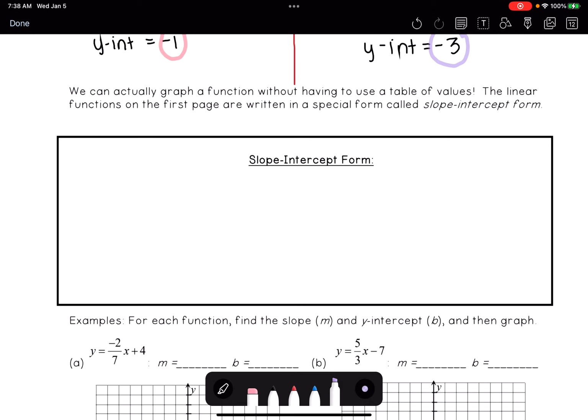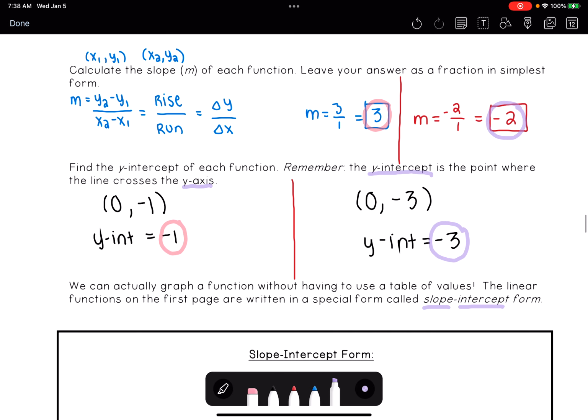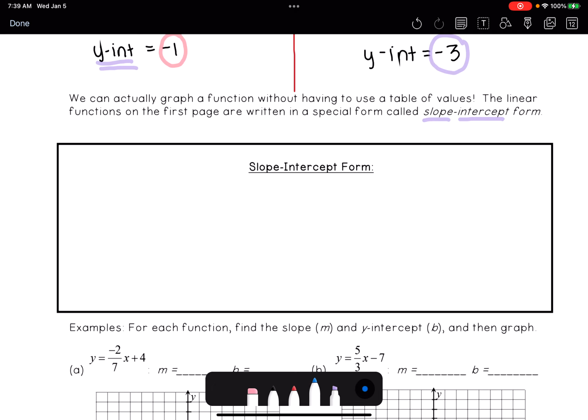The linear functions on the first page are written in a special form called Slope-Intercept Form. Notice the reason it's Slope-Intercept Form is because it gives us our slope and our y-intercept. So Slope-Intercept Form is in the form y equals mx plus b. We know m is our slope and b is our y-intercept. So m is always the number in front of the x.